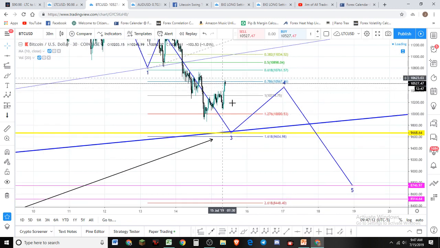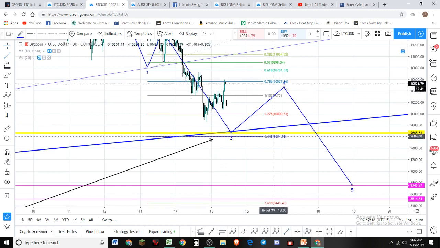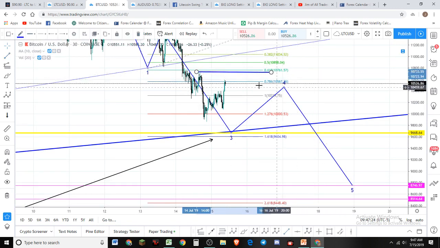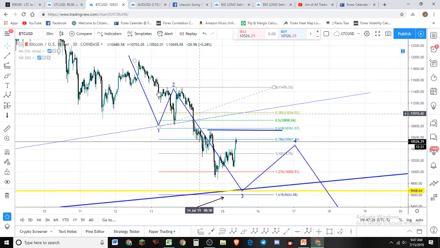Okay, I'm feeling like we need to come down for one more push, but the way this is looking, I'll tell you what, here's how we'll know. If we break this high right here, and substantially break it, that's the four wave.